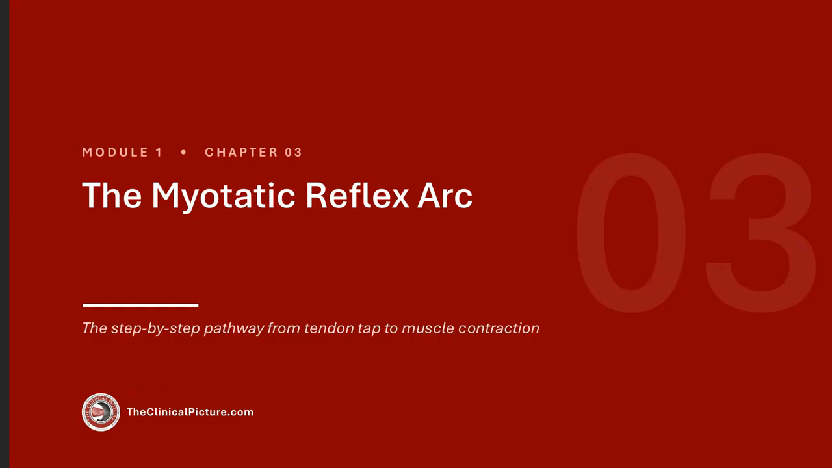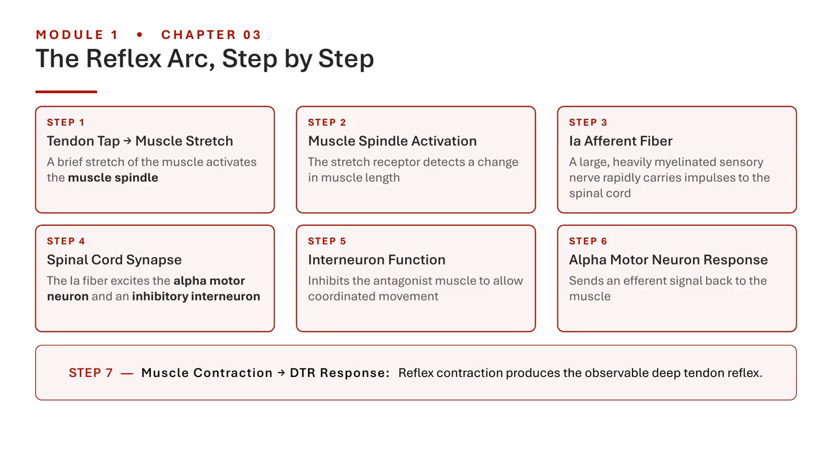Chapter 3 takes the anatomy we've just reviewed and walks us through the complete myotatic reflex arc and sequence, step by step, from stimulus to response. This is the core mechanism. Everything in clinical reflex testing is an application of this pathway. I want you to be able to recite these steps in order, understand what's happening at each one, and know what a disruption at any point would look like clinically. Let's work through it. 7 steps.